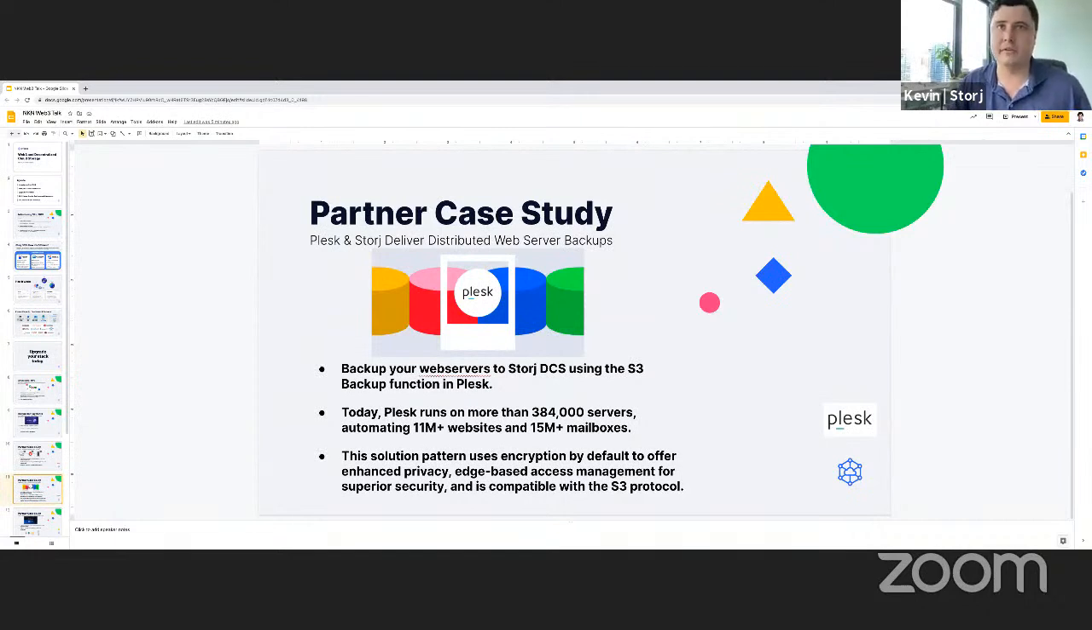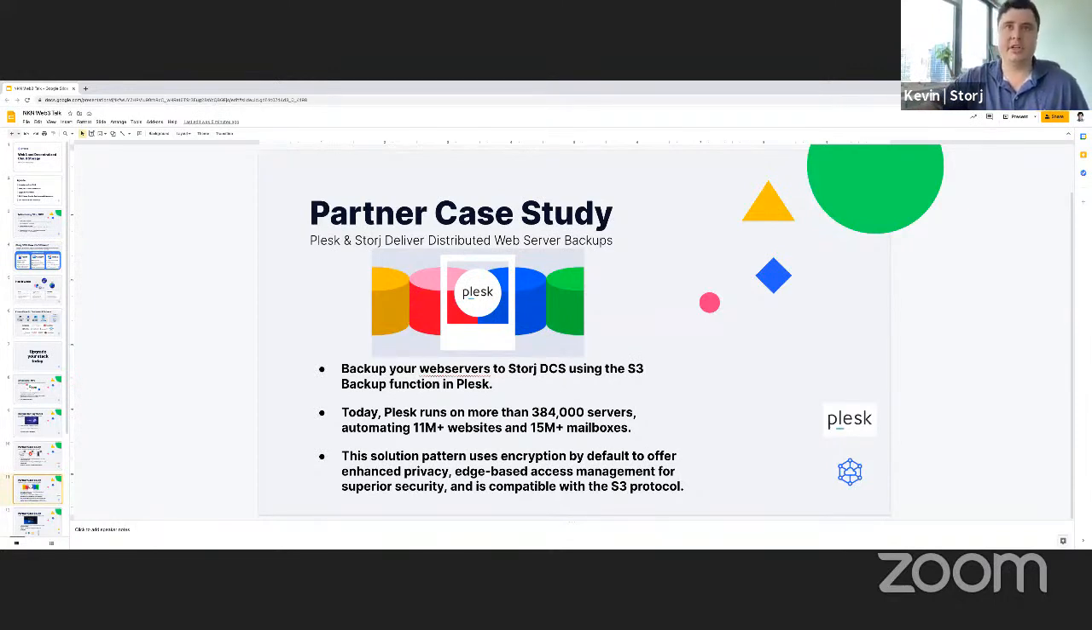Another really interesting partnership that we launched last week was with Plesk. It enables you to back up your web servers or take snapshots of your web servers and store those on the decentralized cloud using their native S3 backup function. Today, Plesk runs on more than 384,000 servers. They automate more than 11 million websites and 15 million mailboxes. And so we think that this solution pattern, using encryption to offer better privacy, better edge-based access management using macaroons, means superior security for Plesk users. So this is a use case that we're really excited about that we announced last week.